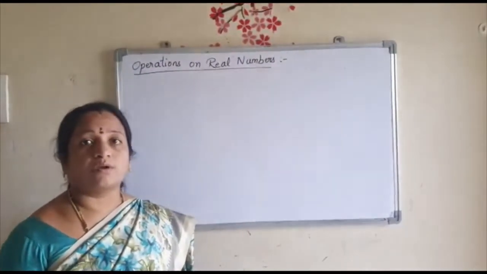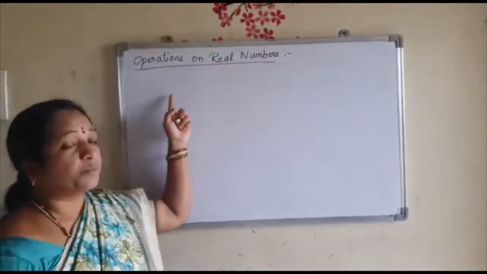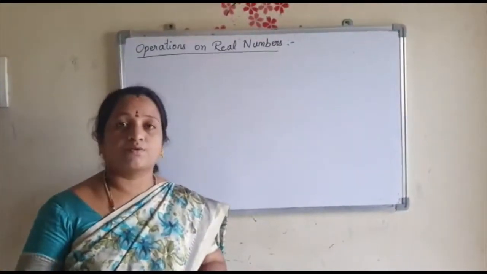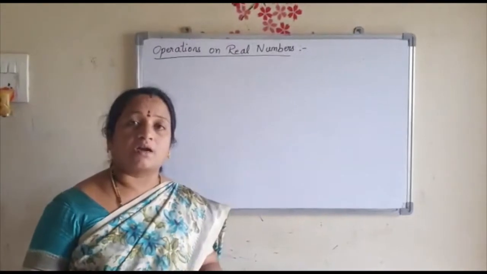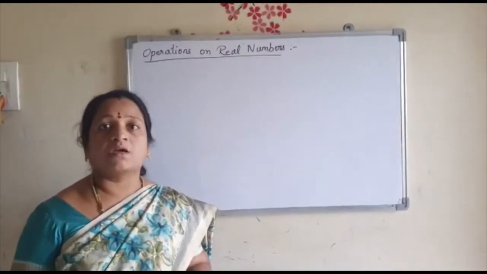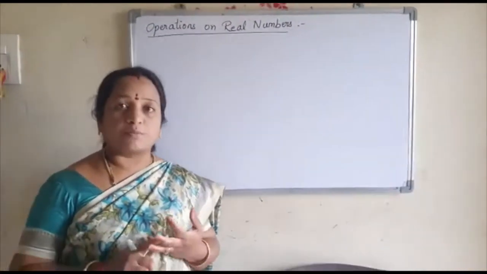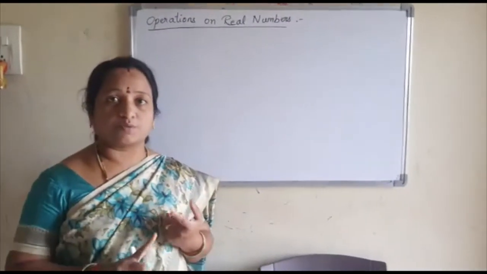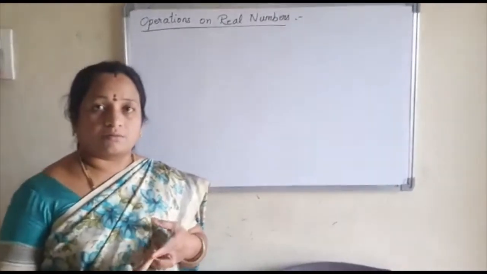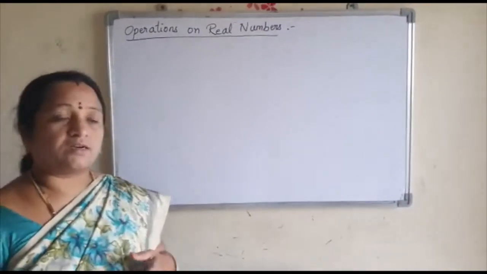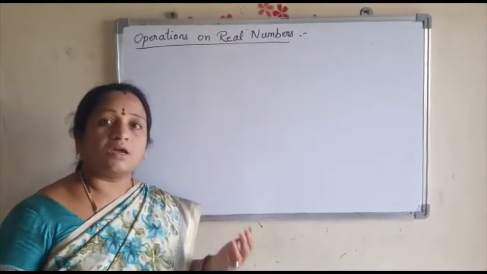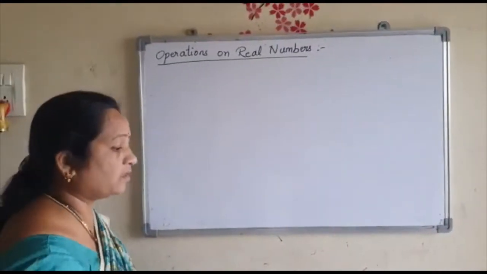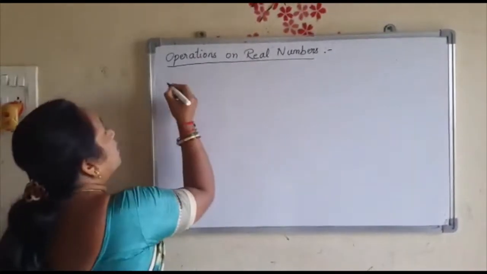Okay children, now let us learn operations of real numbers. In previous classes also we have learned different kinds of numbers. Under the different kinds of numbers we have learned about the different properties like closure property, associative property, commutative property and distributive property. Under each property we used to see all four operations. So here also let us consider a few examples.